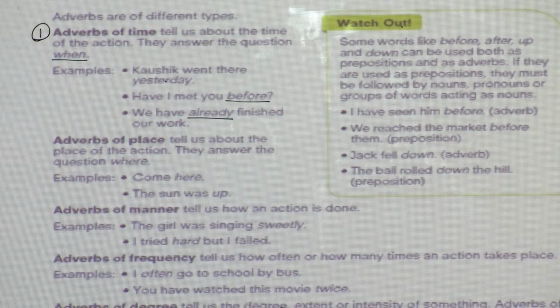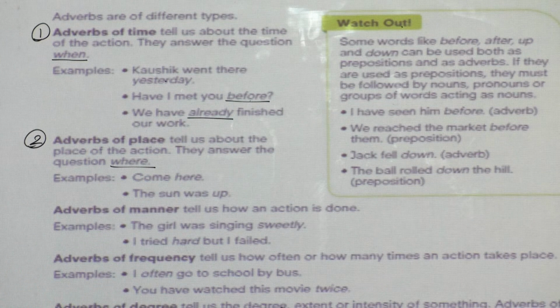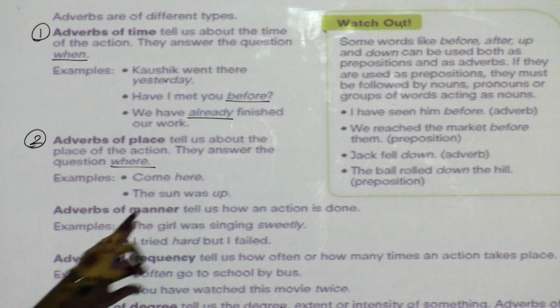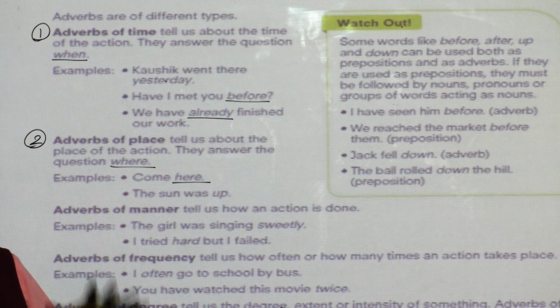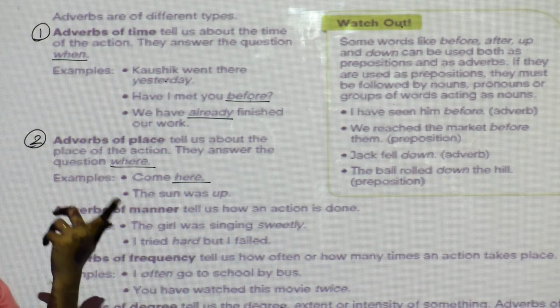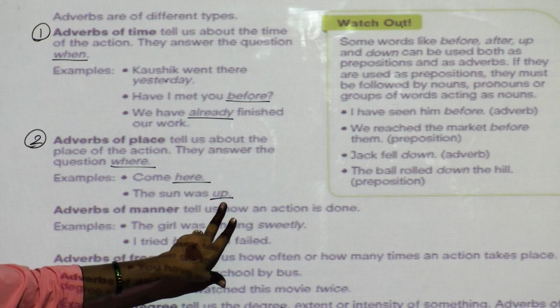Next, adverbs of place. Adverbs of place tell us about the place of the action, where the action has taken place. So in this case, when we ask the question where, we should get the answer. Come here. Come where? Here. So here is adverb of place. The sun was up. Where? Up. So in this case, up is adverb of place.